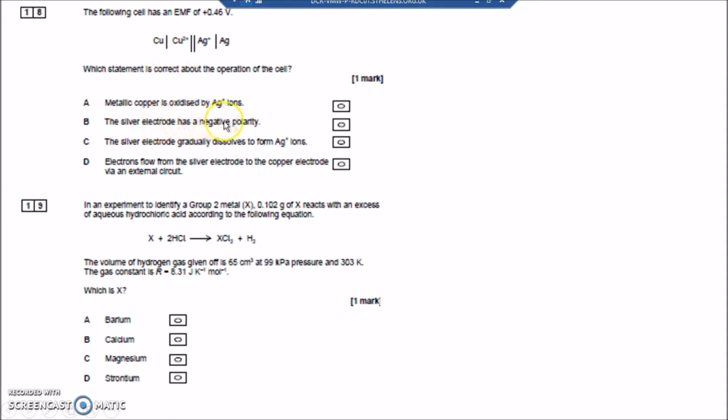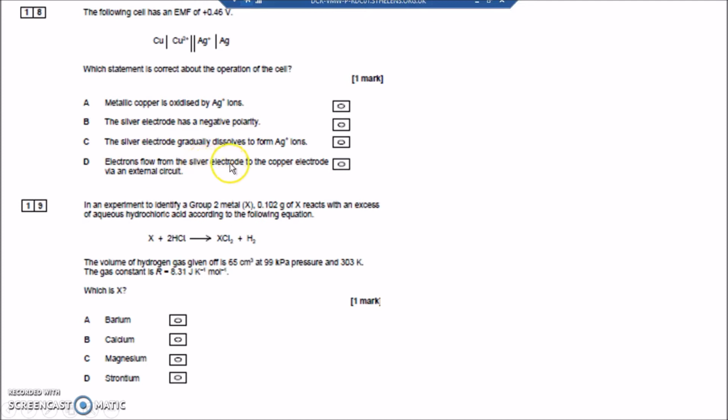The silver electrode has a negative polarity. Well, Ag+ is going to form Ag. So the Ag+ is going to accept electrons, take electrons from the electrode. If it takes electrons from the electrode, the silver electrode is going to have a plus charge on it. So that's wrong. The silver electrode gradually dissolves to form Ag+ ions. Now Ag+ goes to form Ag. It would form a coating of Ag on the silver electrode. The silver electrode will get larger and have more silver deposited onto it.